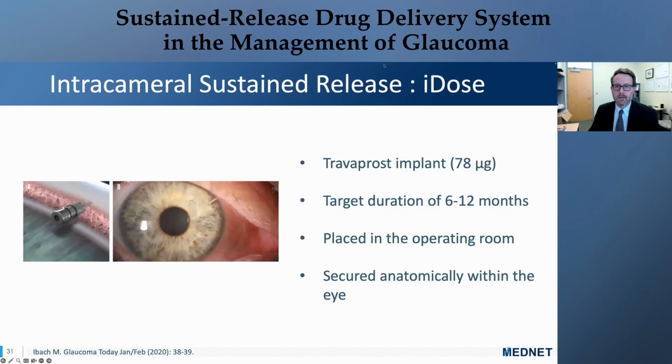Another approach that's in phase 3 clinical trials but not currently FDA approved is the iDose, which is a travoprost implant that delivers 78 micrograms. Unlike the bimatoprost sustained release implant, it is secured within the trabecular meshwork, much like an eye stent is. It's placed in the operating room and is secured anatomically within the eye. The targeted duration of release in this formulation is 6 to 12 months.